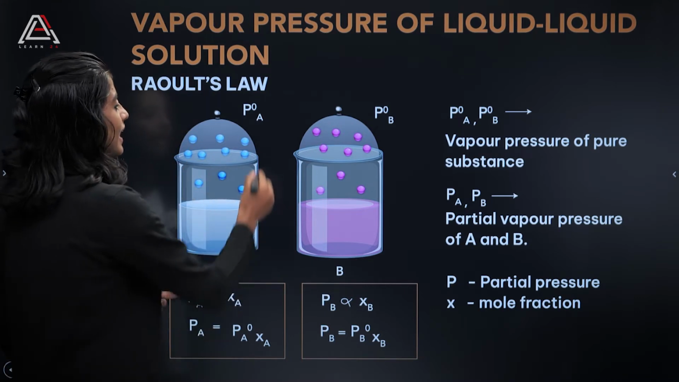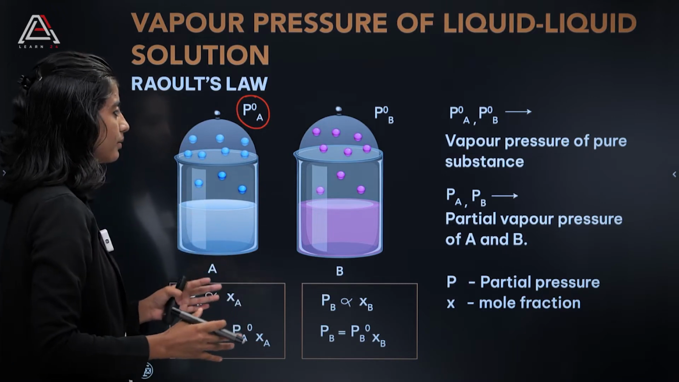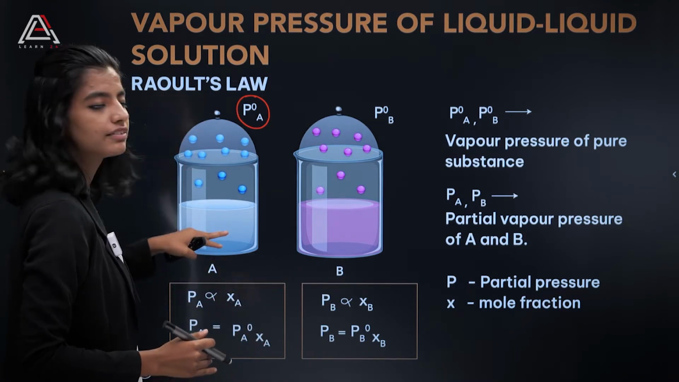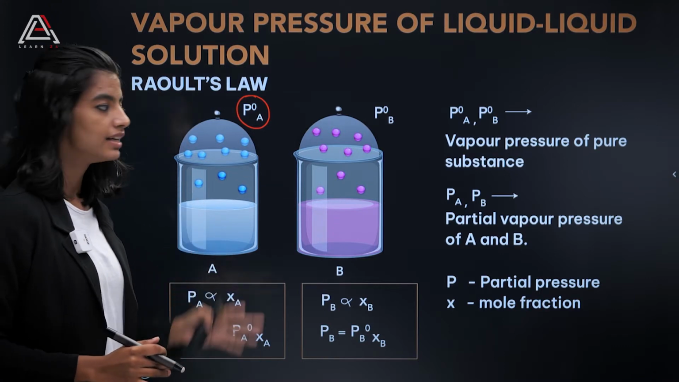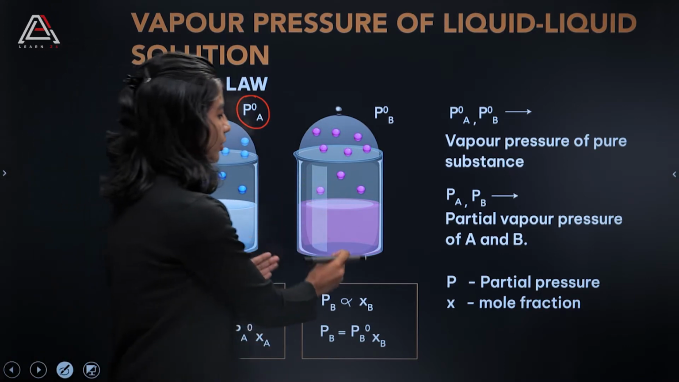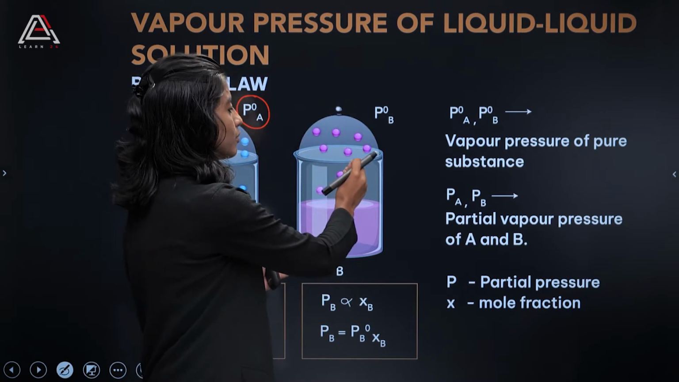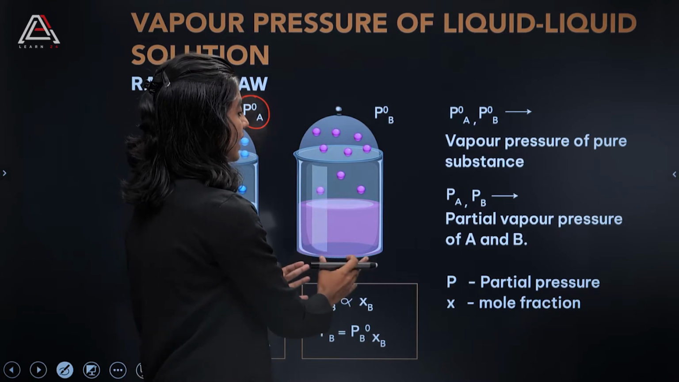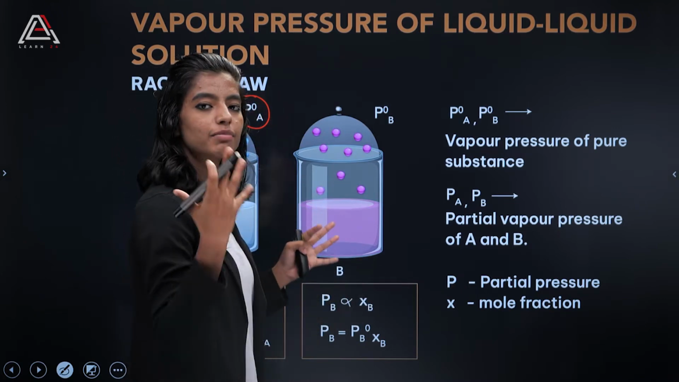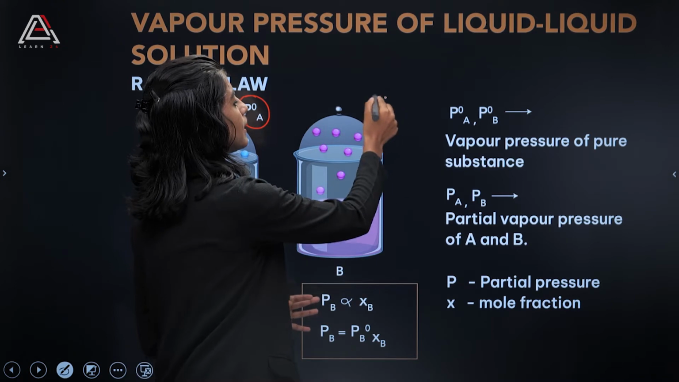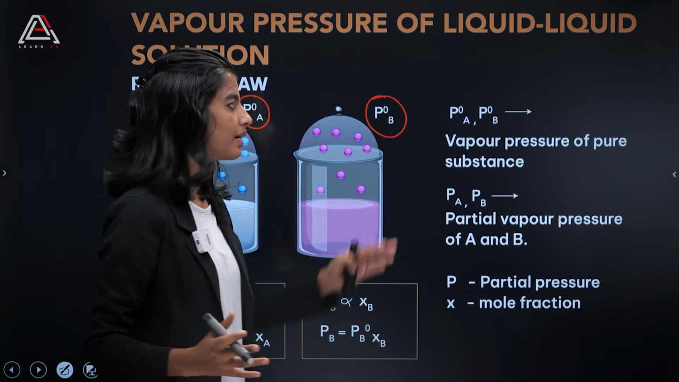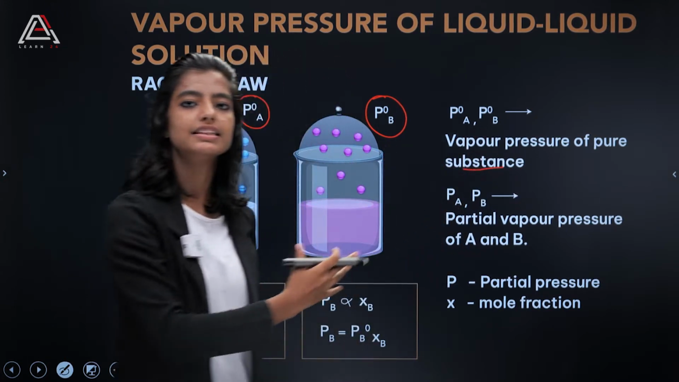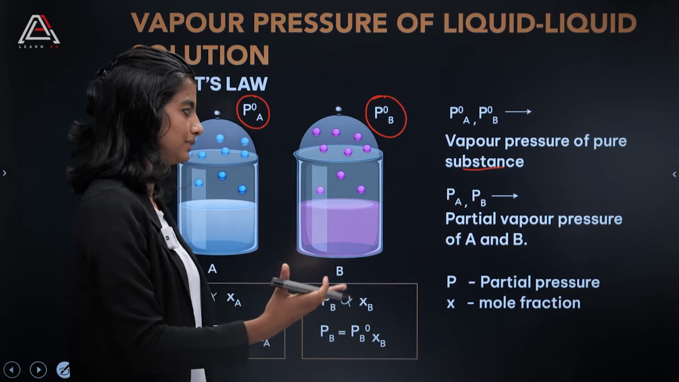I can represent that as PA0. PA0 is the pressure exerted by these molecules on the surface of component A. Similarly, for the solute B, there are some vapor molecules. These vapor molecules will exert a pressure on B, and that pressure is known as the vapor pressure. I can represent that as PB0. PA0 and PB0 are the vapor pressures of pure substances.